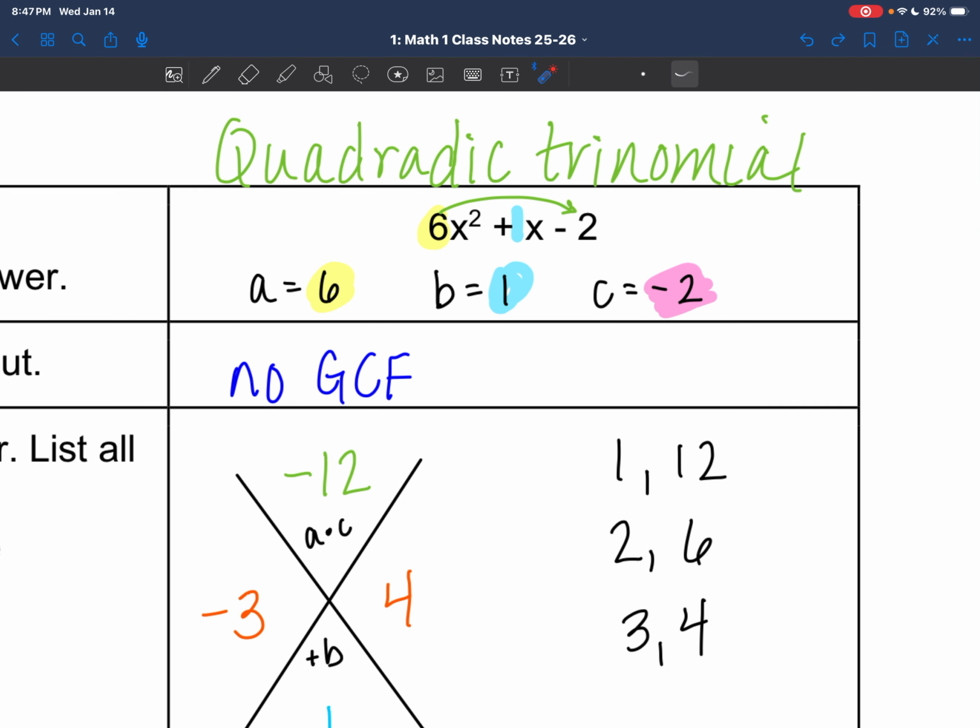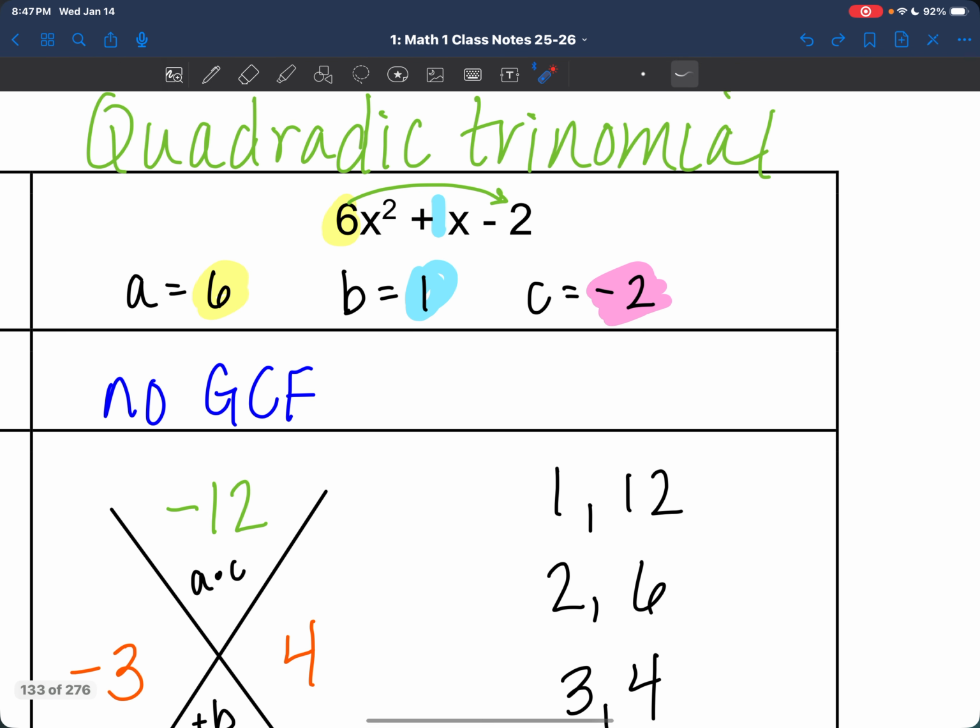Another thing to understand is that your a value is whatever is attached to the x squared. So that's your a value. Your b value is whatever is attached to the first degree x, which in this case is 1. And your c value is your constant, so that's whatever number is not attached to your variable.